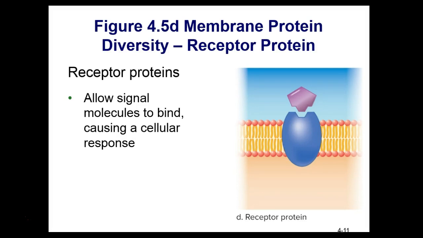Receptor proteins allow signal molecules to bind, causing a cellular response. A really good example of a receptor protein would be insulin. After we consume a meal, the amount of sugar or glucose in our blood is going to increase. Our pancreas has to release the hormone insulin. Once insulin binds to this receptor or site on this particular protein, they remove the excess glucose or sugar out of our bloodstream.